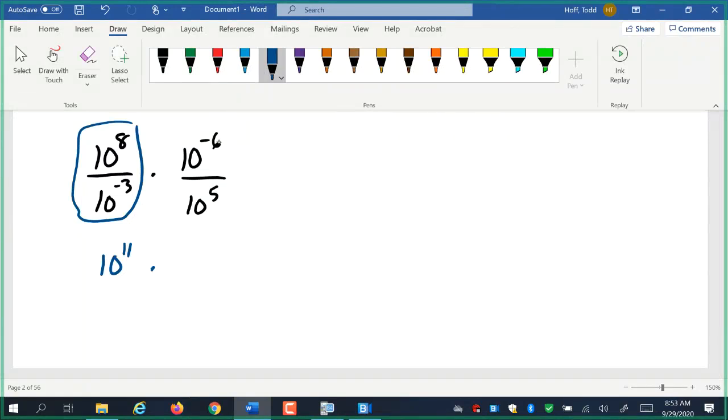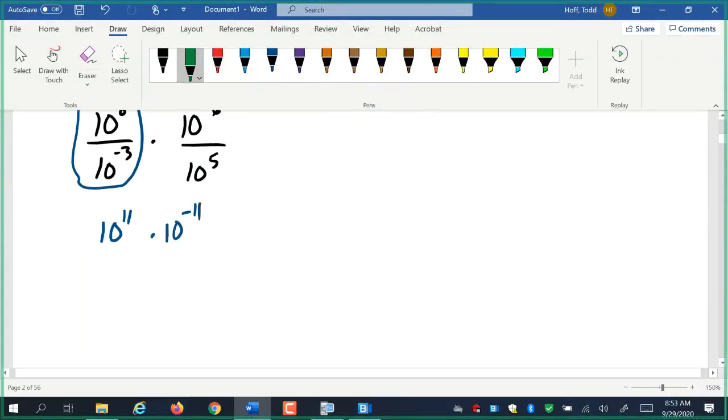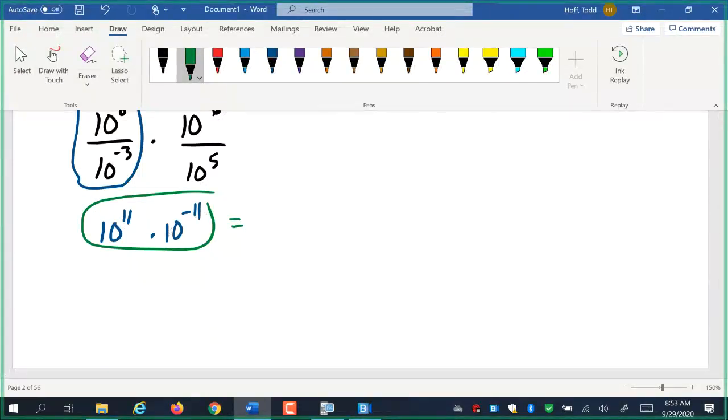Over here, 10 to the negative 6 divided by 10 to the 5th. We subtract: negative 6 minus 5 is negative 11. Now when we multiply these, we're adding powers. 10 to the 11th times 10 to the negative 11th. Well, 11 plus negative 11 is 0. That's 10 to the power of 0, which can be written as just 1.